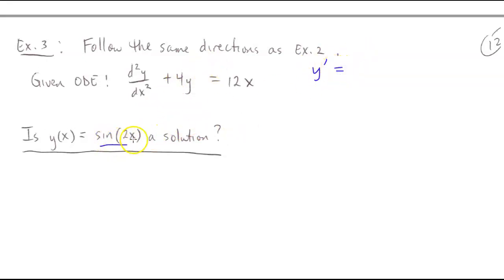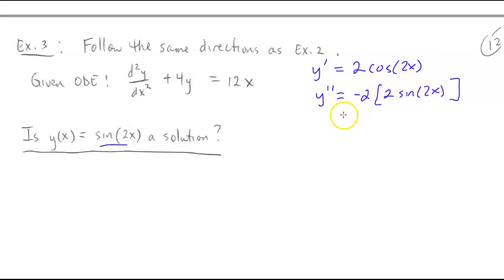So the first derivative of sine of 2x is just going to be 2 cosine of 2x. And of course, the second derivative will end up being negative 2, and then we'll have another 2 here, and then this will be sine of 2x. All that just comes from the chain rule. We ignore the constant 2 here. We know that the derivative of cosine is minus sine. And then the derivative of the inside function from the chain rule is 2. So that's why it looks that way.